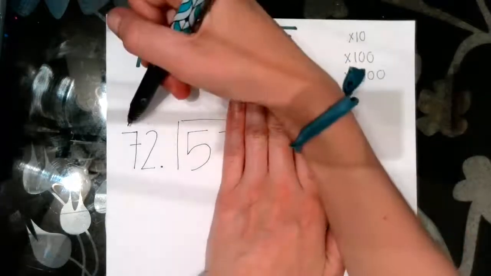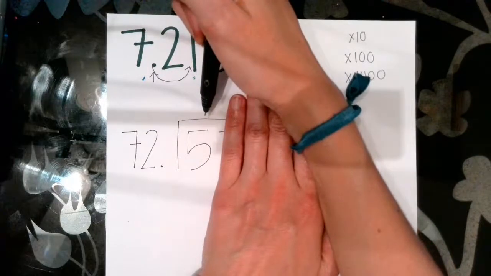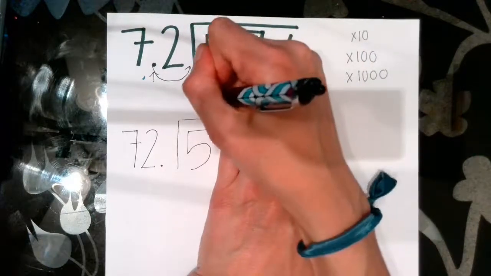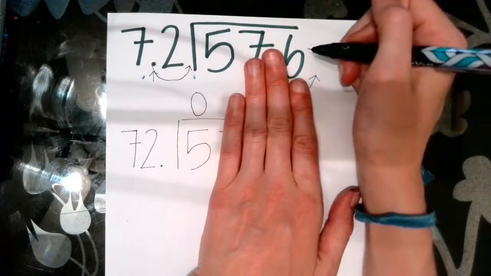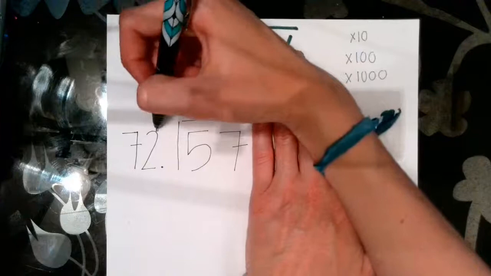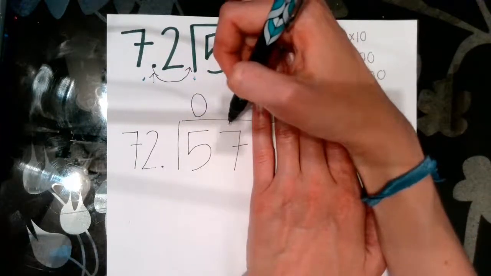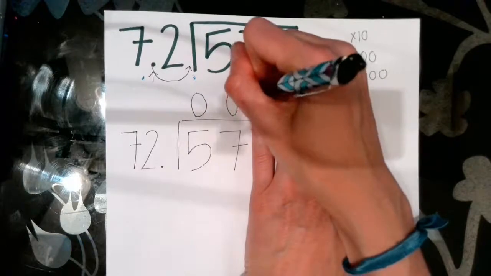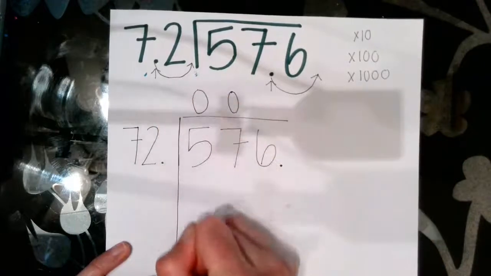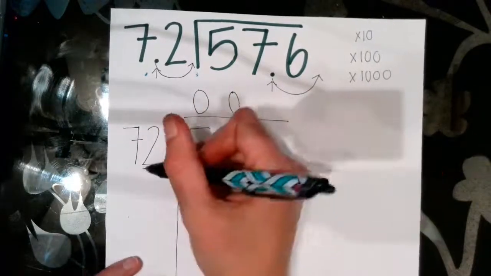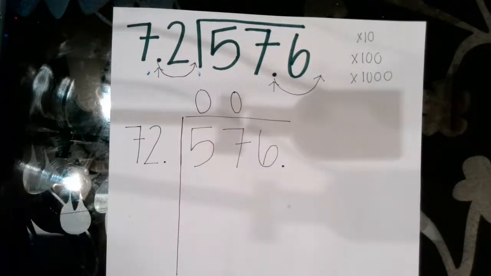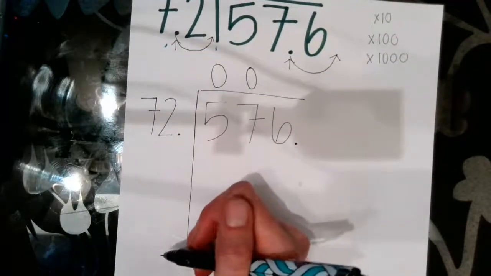So I'm going to say, how many times does 72 go into 5? Because 72 is much larger than 5, it goes in 0 times. Now I'm going to slide over to the next place value. So how many times does 72 go into 57? And that's 0. Now I'm thinking to myself, I have to divide 576 by 72, and I have no idea how many times that goes in. So what I'm going to do to help myself is list the multiples off to the side.